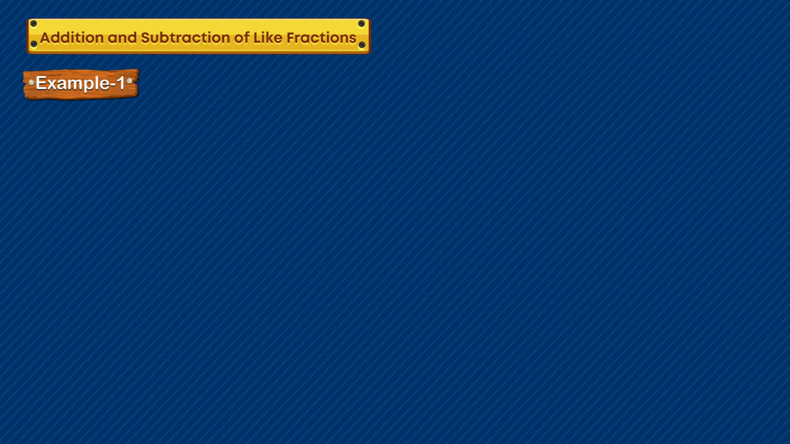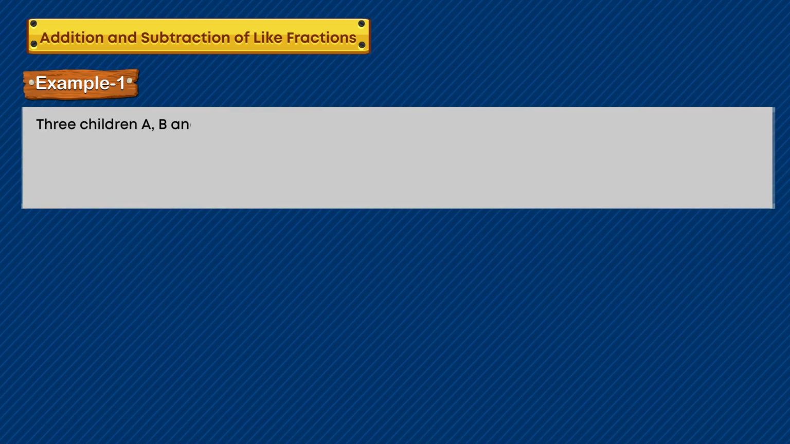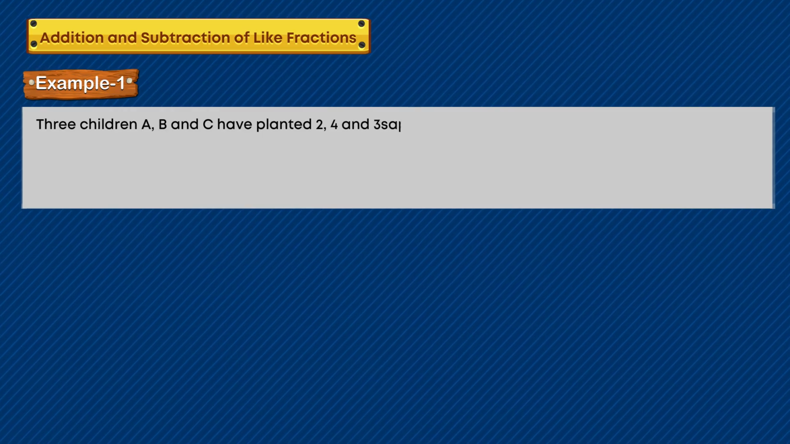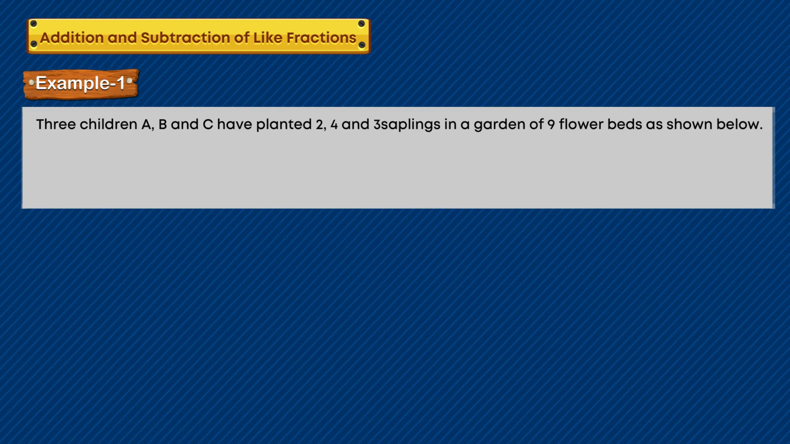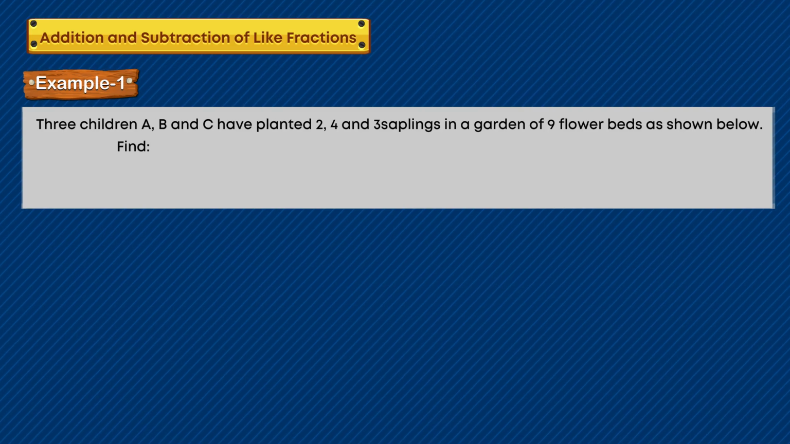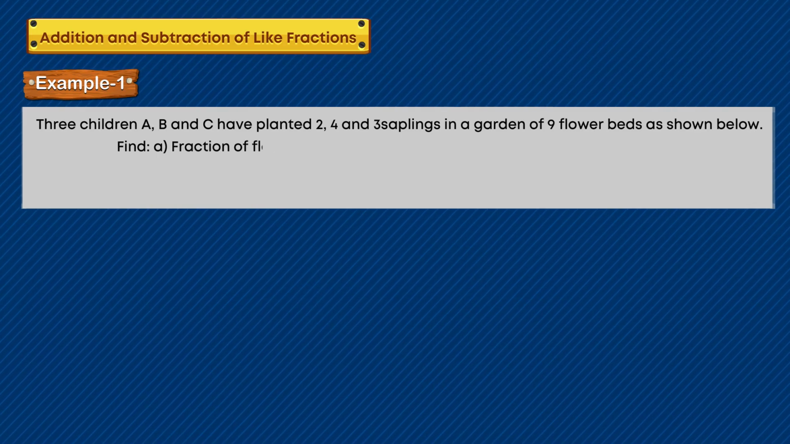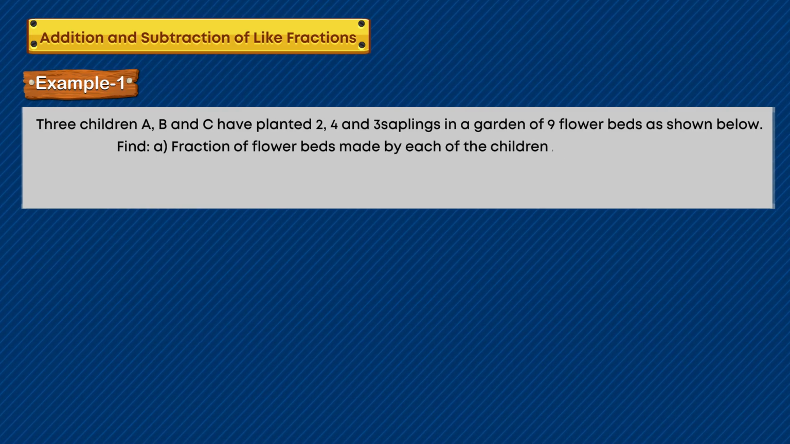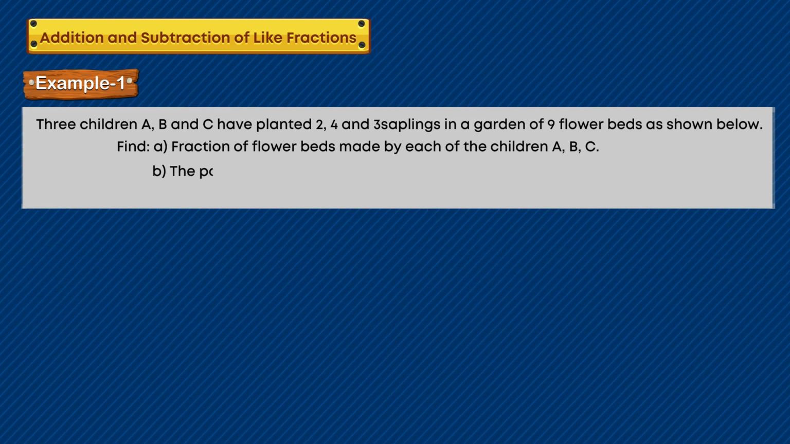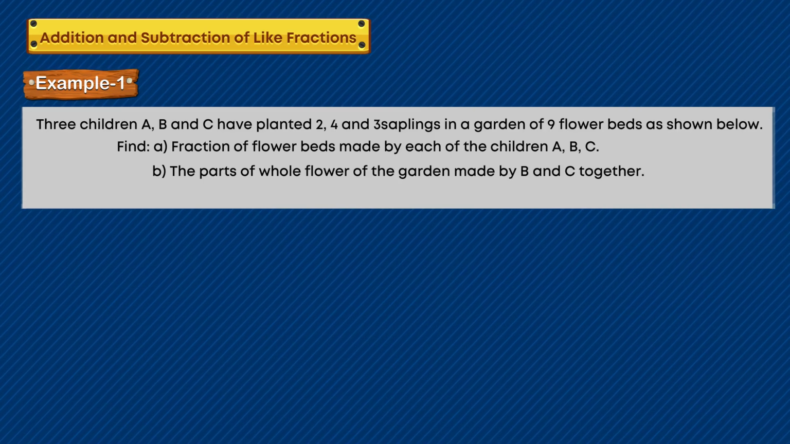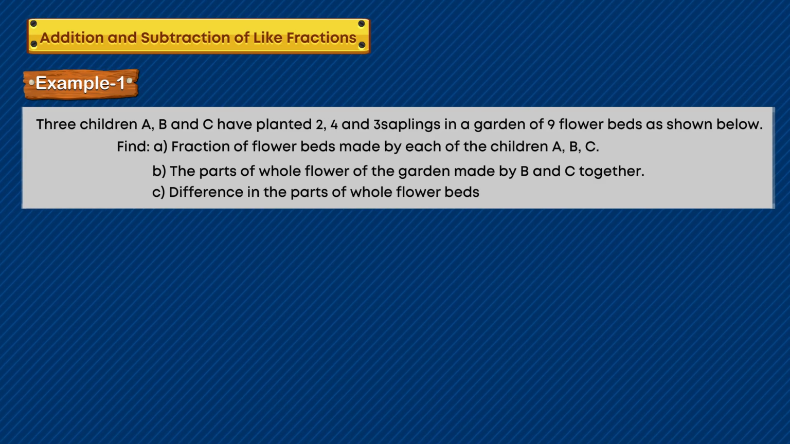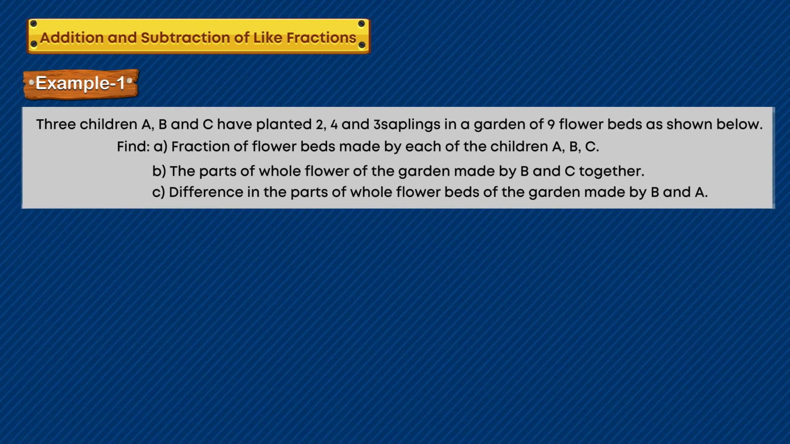Example 1. 3 children A, B and C have planted 2, 4 and 3 saplings in a garden of 9 flower beds as shown below. Find A. Fraction of flower beds made by each of the children A, B, C. B. The parts of whole flower beds of the garden made by B and C together. C. Difference in the parts of whole flower beds of the garden made by B and A.